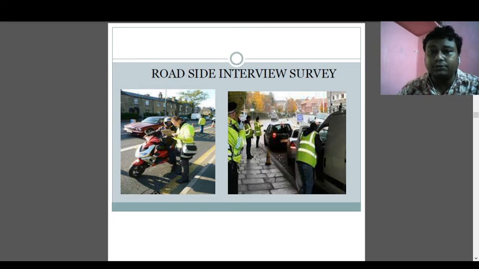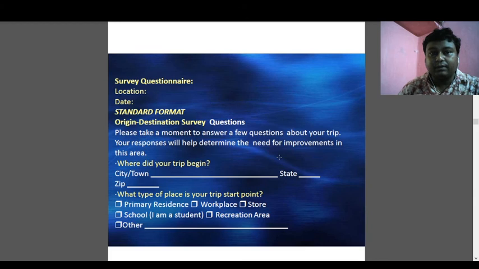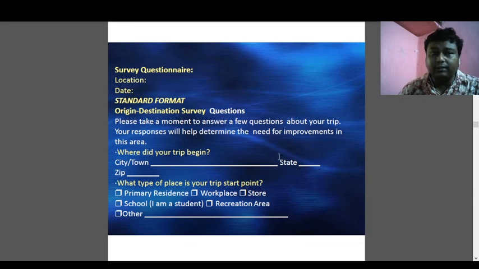They have asked each and every vehicle's driver the questions I mentioned in the previous slide. The questionnaire covers the location, date, and standard format. Where did you begin the trip, meaning your origin: your city or town, your state, your zip code. What type of place is your trip start point?